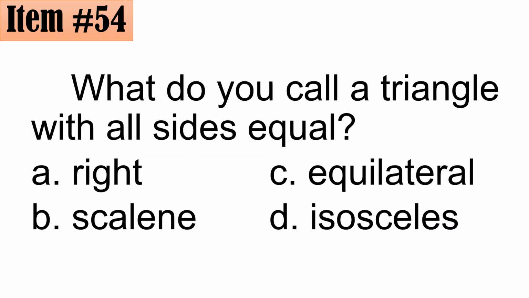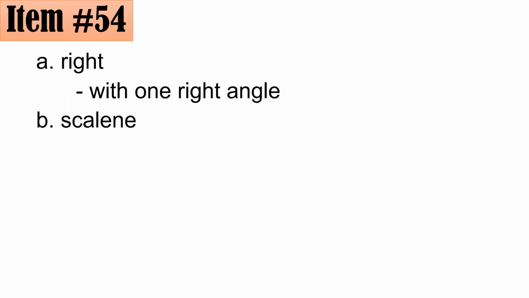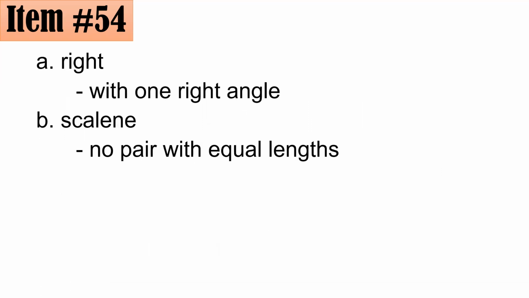54. What do you call a triangle with all sides equal? Is it right, scalene, equilateral, or isosceles? Okay. If you answered right, sorry, it's wrong. A right triangle is a triangle with one right angle or one 90-degree angle. A scalene triangle has no pair of equal lengths, no? So magkaiba po yung lahat ng measures ng lahat ng sides.